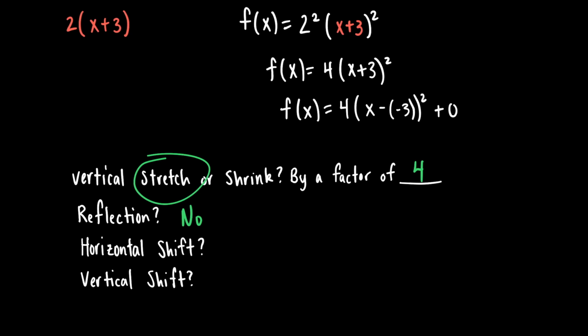If it was going to be reflected, that happens when the a value is negative, and we would say that it reflects over the x-axis. In this case, that's not true. Okay? Is there a horizontal shift? There is a horizontal shift. This number, the h, determines the horizontal shift, how much it's moving left or right. And this might seem a little backwards, but this is actually shifted left 3.